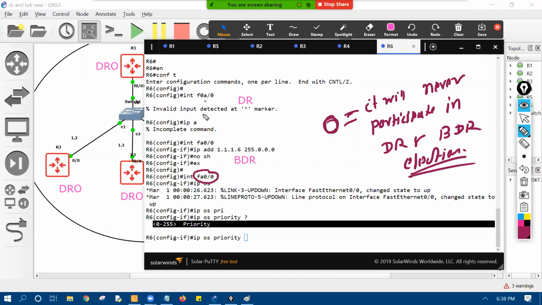Doesn't matter if they have a higher router ID, because priority comes first, then the router ID. So the first is the priority, then the router ID. If the priority is 0, the router will never participate in the election of DR and BDR.